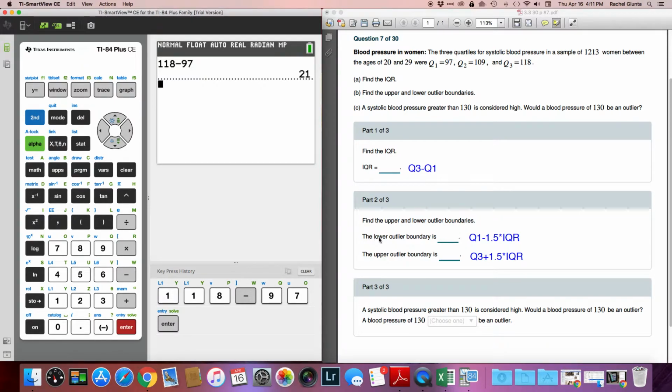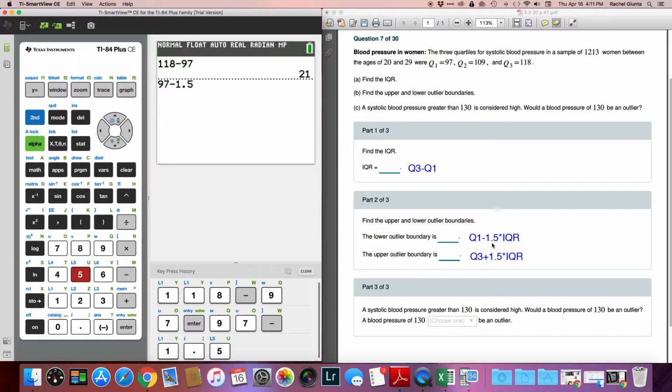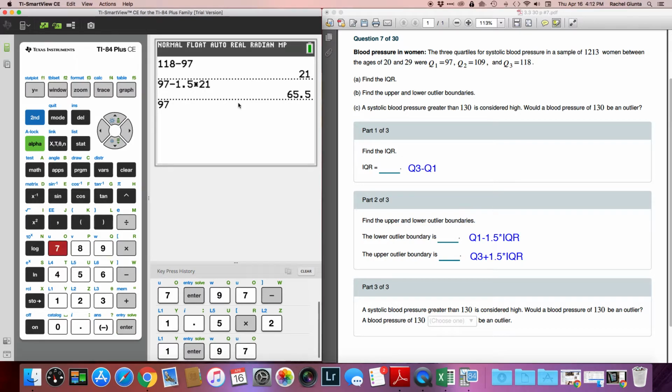So the equation for the lower outlier boundary is Q1 minus 1.5 times the IQR. And you can put that all in together in one line in the calculator. So Q1 is 97 minus 1.5 times what we got for the IQR, which is 21. And that is going to be 65.5.